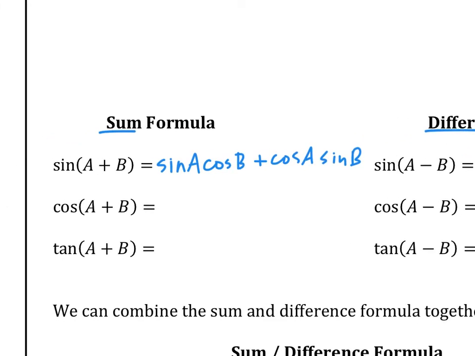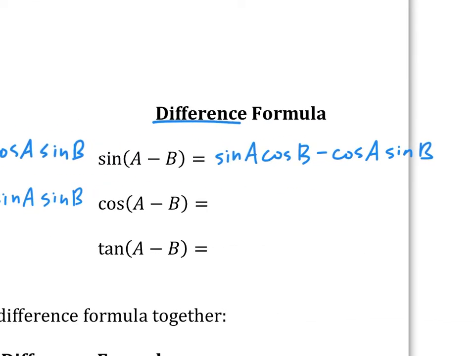All right, let's look at the cosine formula. If we're adding two angles together, A plus B, it's going to be cosine A cosine B. And what's a little bit strange about this one is if it's a plus sign, then you're going to put a minus sign here. Okay? And then you continue with the formula. The formula continues with sine A sine B.